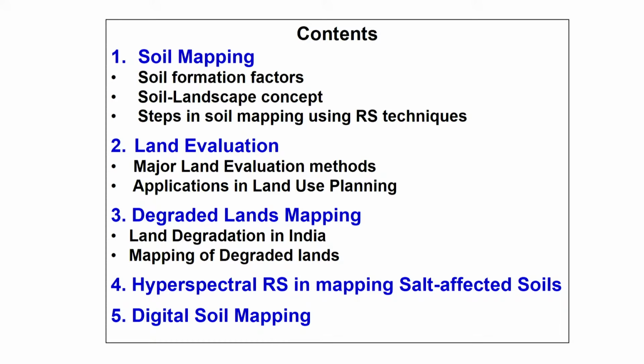Third point I will cover is how we can use remote sensing data for mapping of our degraded lands, because continuous use of lands is inviting degradation of these soils, and can we map these soils with remote sensing data. And the fourth point we will discuss is hyperspectral remote sensing data in mapping of salt affected soils. And at the end I will also touch on how we can use digital soil mapping techniques in mapping of soil nutrients and other soil properties.